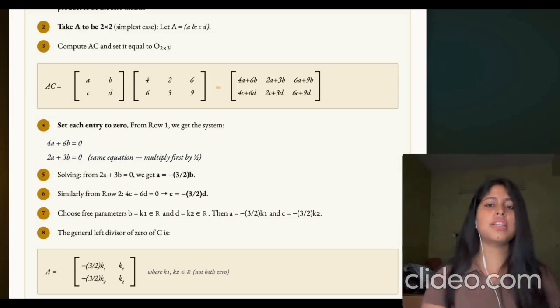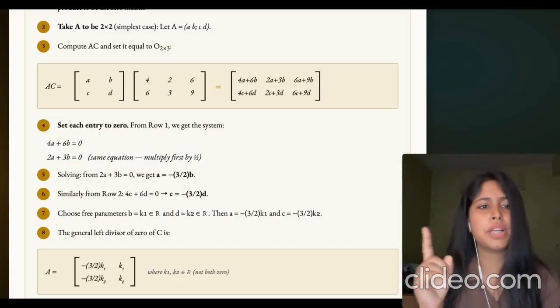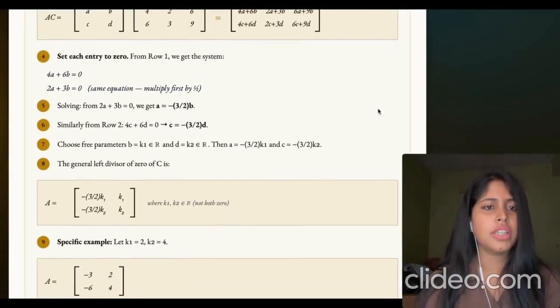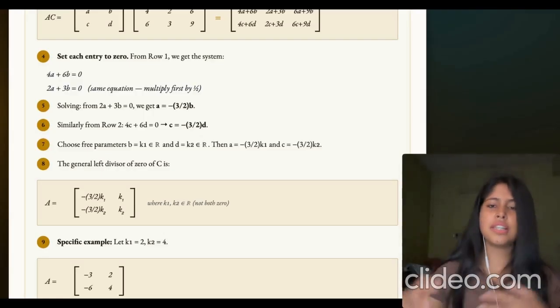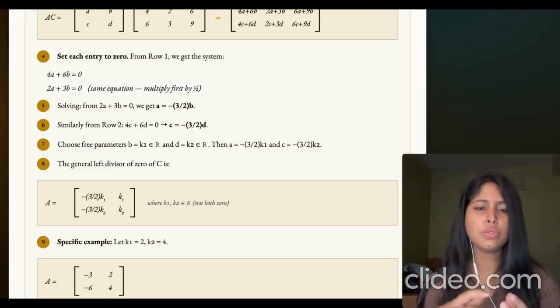Now this gives us a equals minus 3 by 2 into b, which is basically minus 3b by 2. Similarly, from row 2, that is 4c plus 6d equals 0, we can see that c will again be minus 3d by 2. So in this one we did the same thing as we did for row 1.